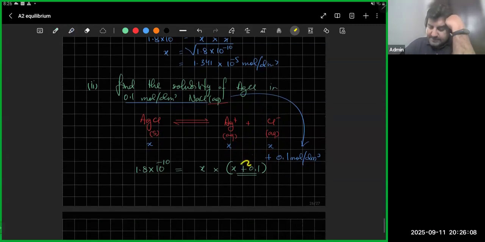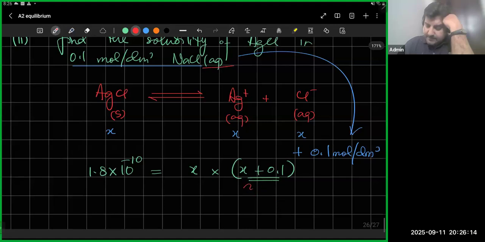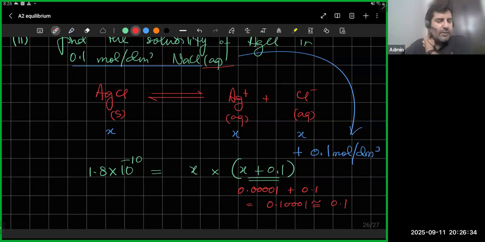So the point is that this X plus 0.1, that X part is kind of irrelevant, because if you add a very, very tiny value, let's suppose it's this value, what do you get? You're going to get 0.1, and then 0, 0, 0, and then 1, which is basically almost 0.1. So adding this tiny X to 0.1 would really not matter in the long run. Is this part clear?